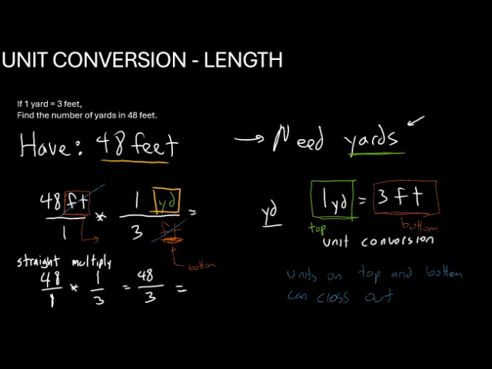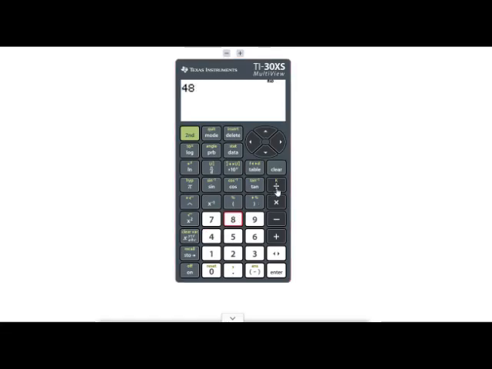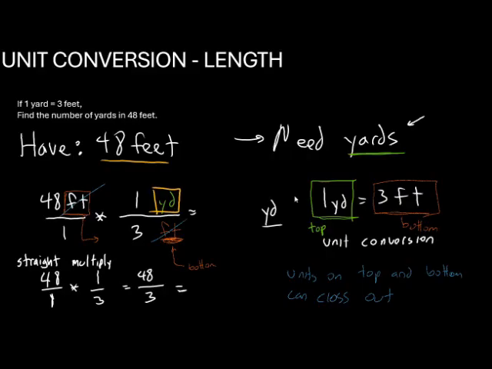Now we can go to a calculator and take 48 divided by 3. When we enter 48 and divide by 3, we get the answer 16. This means our final answer for the question is 16 yards. So we note that 48 feet is the same as 16 yards.